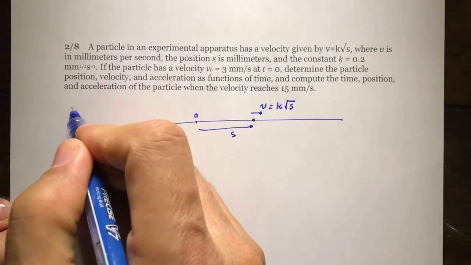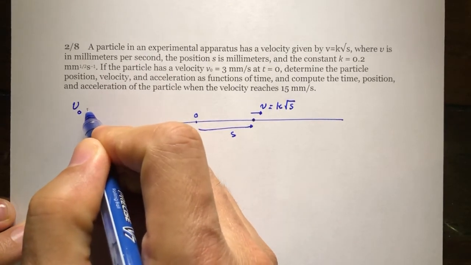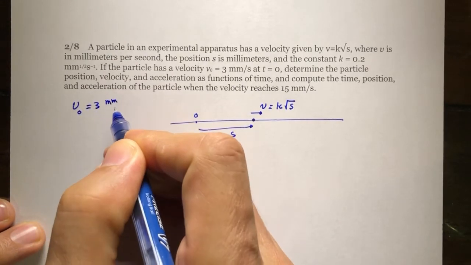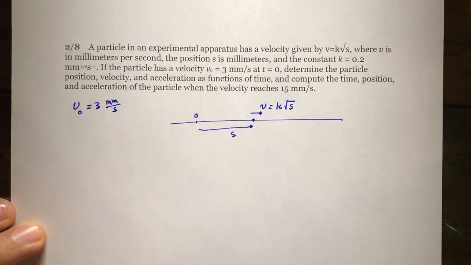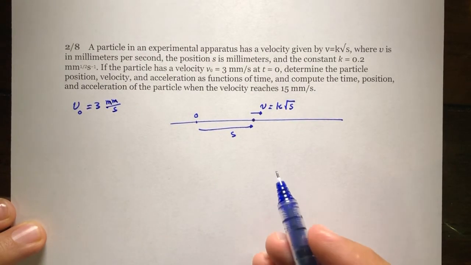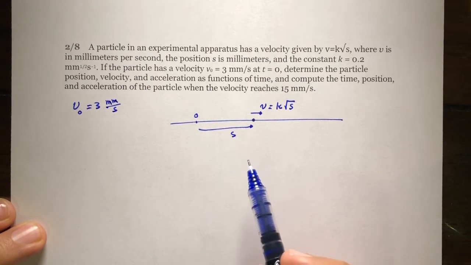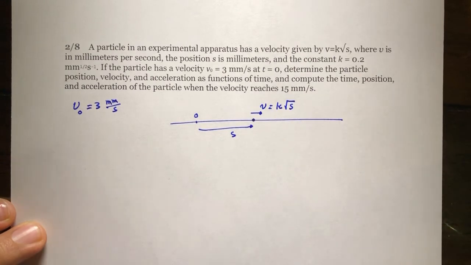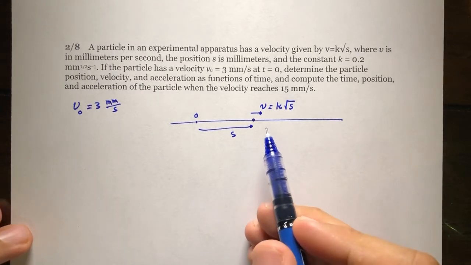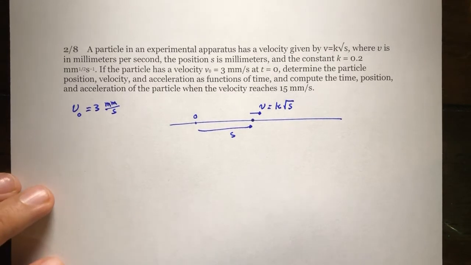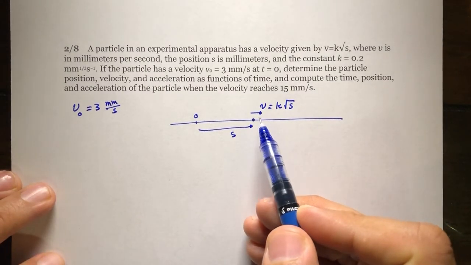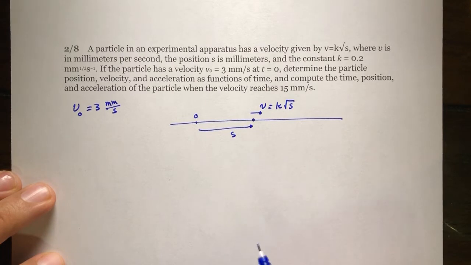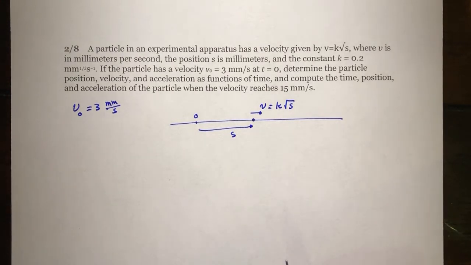And it says the velocity of the particle at the beginning is 3 millimeter per second at time equal to 0. And we are supposed to find velocity, acceleration, and position of this particle when velocity goes to 15 millimeter per second. So what's going to be the acceleration, position, etc. So I'm gonna solve this problem in a more general case and find an explicit equation for the velocity, acceleration, and also the position of this particle with respect to time.